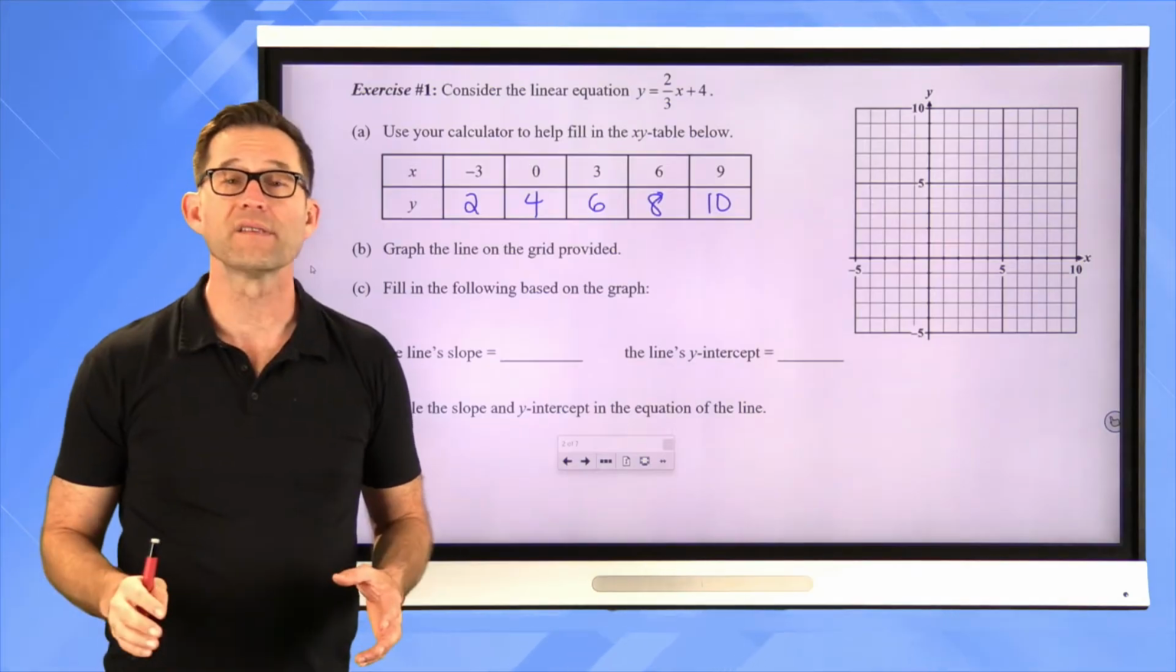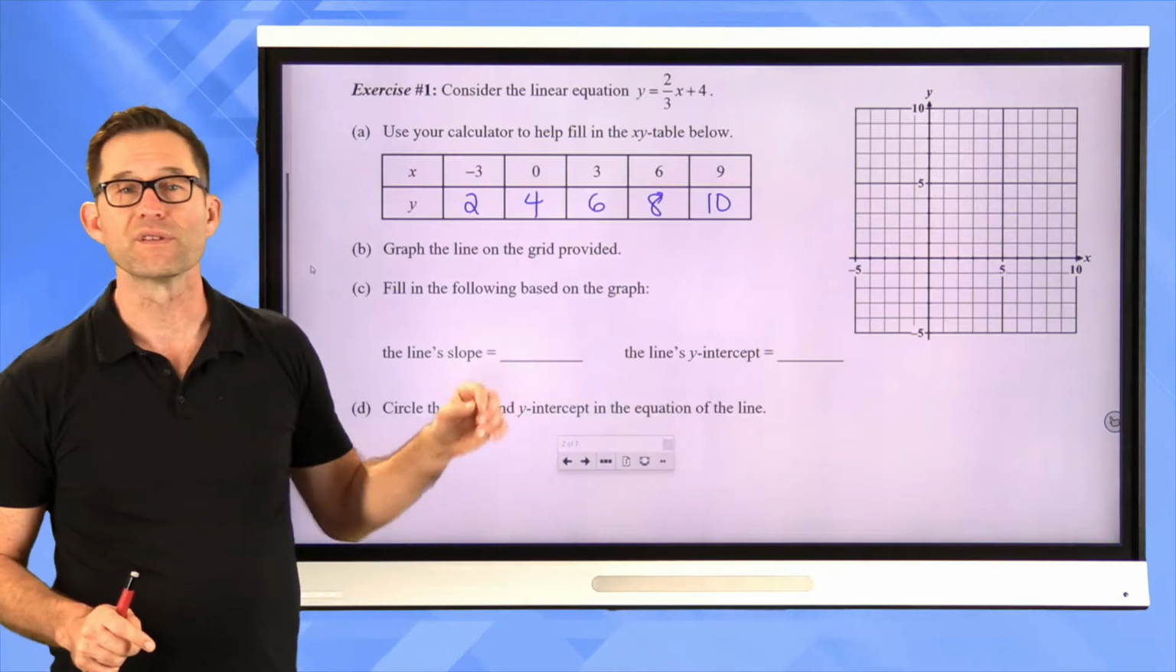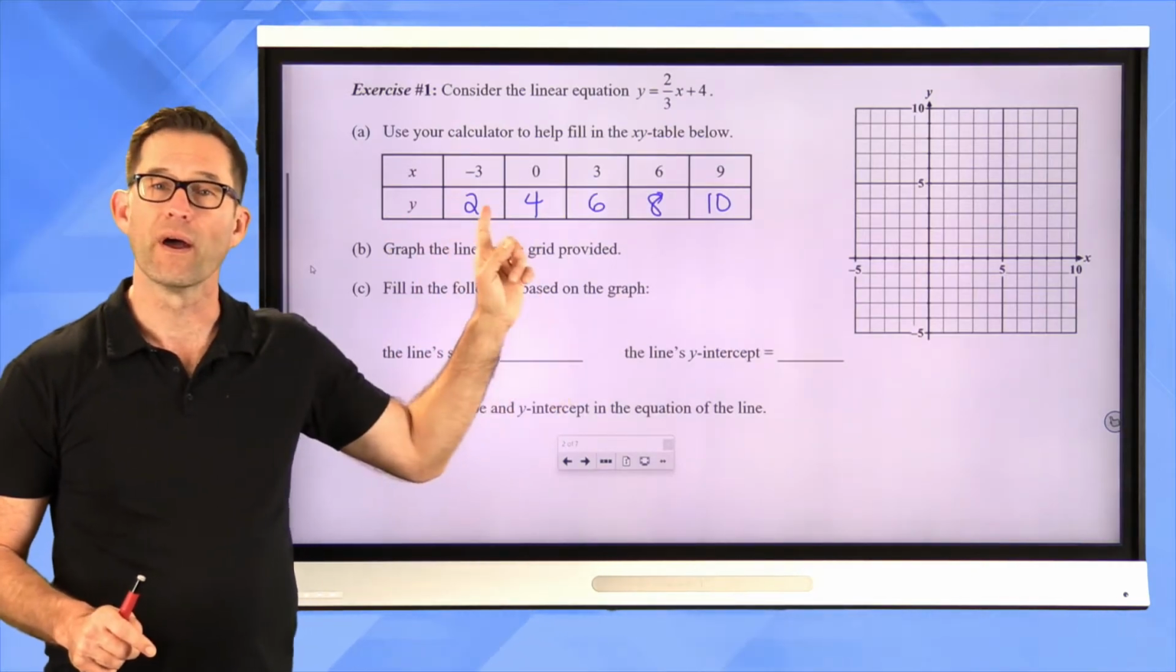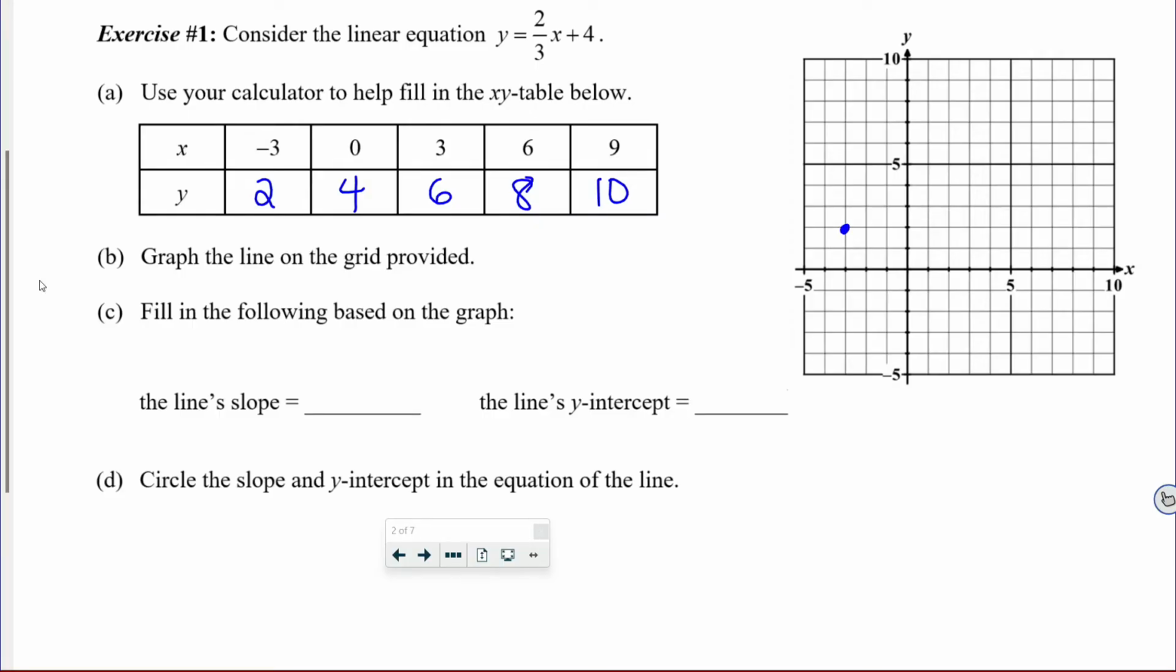Now, of course, what that does then is it allows me in letter B to graph the line on the grid provided. In other words, each one of these represents a coordinate point, right? The point -3, 2 would be right here. The point 0, 4 would be right here. The point 3, 6 right here. 6, 8 would be right here. And 9, 10 would be right here. Yet again, I did not give myself a ruler, so I'm just going to hand sketch a line really quick. And there's my line, y equals 2/3 x plus 4.